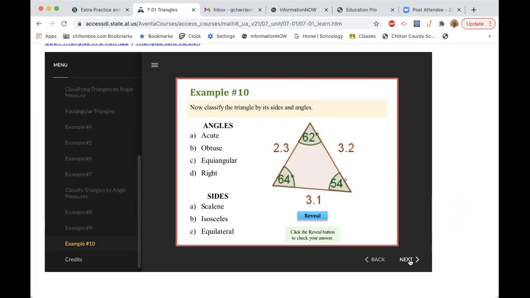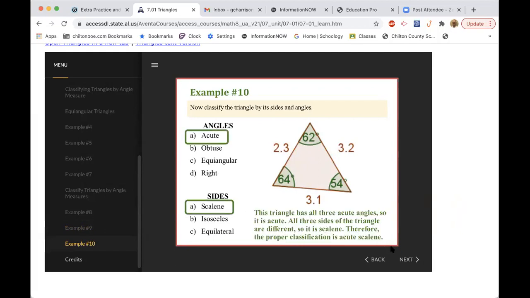Try this one. Well, number 10, all 3 angles are acute. That makes it acute. All 3 angles are different, which means all 3 sides are different, and it even gives me the measurement of all 3 sides being different. That is scalene, so this is an acute scalene triangle.